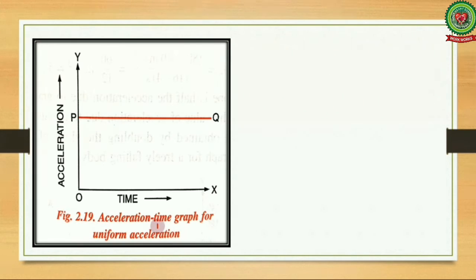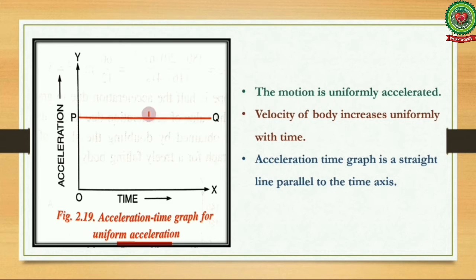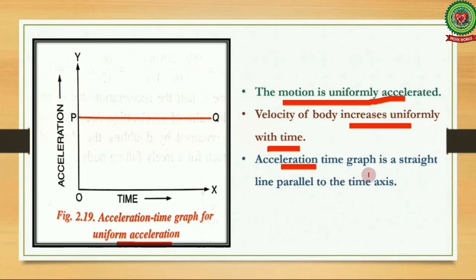Next is the acceleration time graph for uniform acceleration. Here you can see the motion is uniformly accelerated. The velocity of the body increases uniformly with time. So the acceleration time graph is a straight line parallel to the time axis, like this PQ, which is parallel to OX.